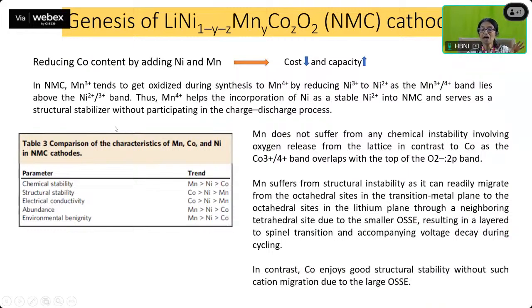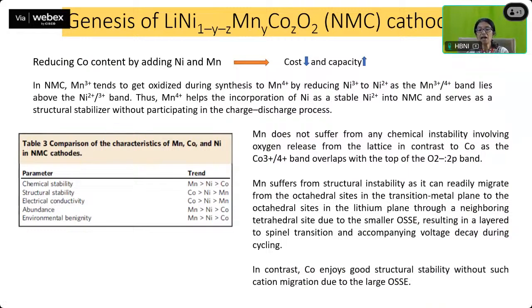So now you have to see that manganese does not suffer any chemical instability involving oxygen release from the lattice, in contrast to cobalt, as the cobalt 3+/4+ band overlaps with the top of the O2- 2p band. You remember in the previous slides we had shown the potential as per the density of states value. So manganese doesn't suffer from any chemical instability, but it suffers from structural instability.